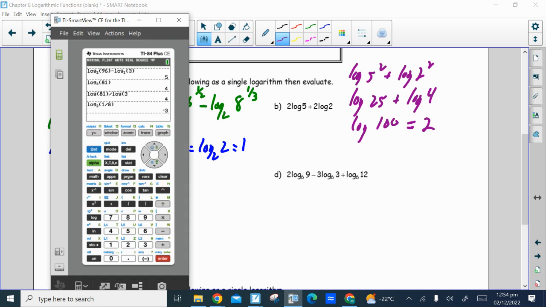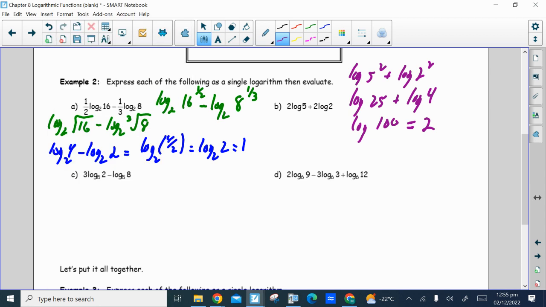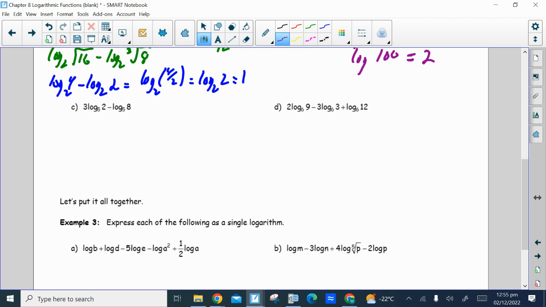You can check these. If I want to check B, 2 times the log of 5, close the bracket, plus 2 times the log of 2. Whoops, I forgot to close the bracket there. There we go. You get the right answer, positive 2. All right, question C.